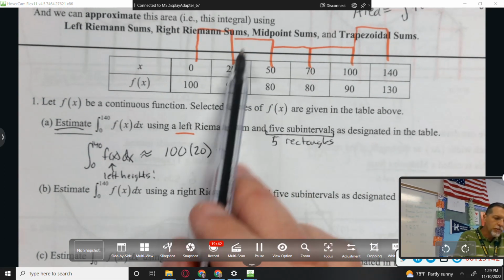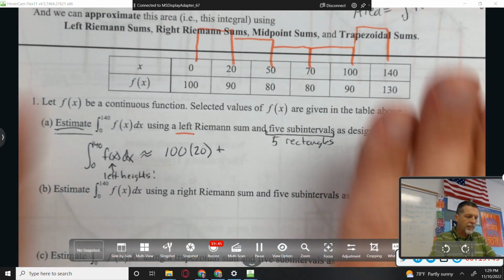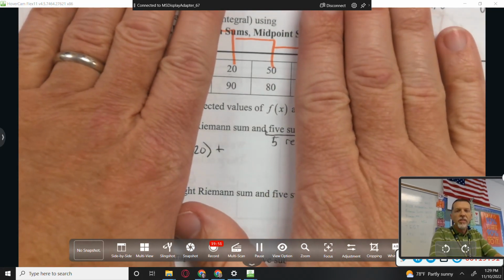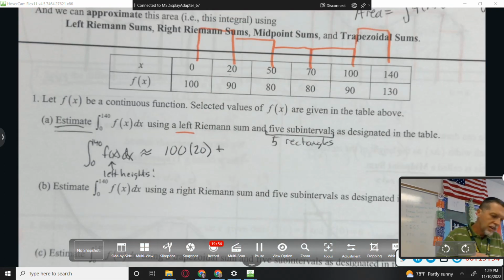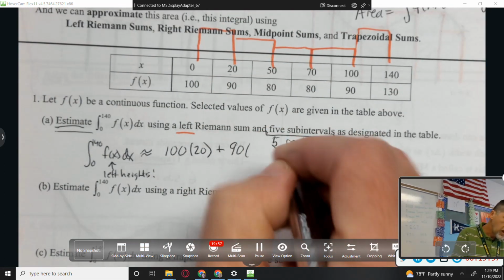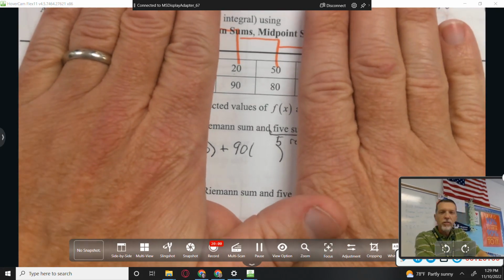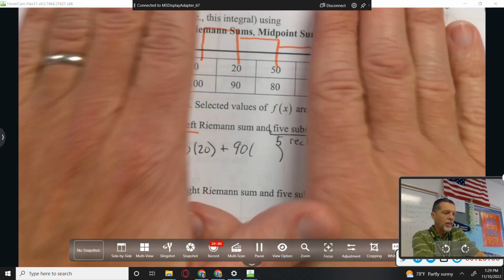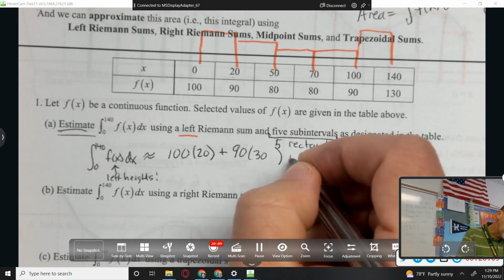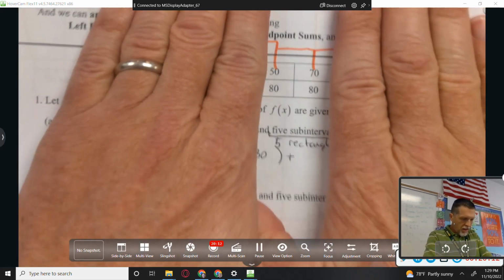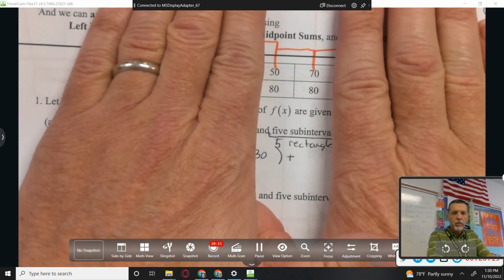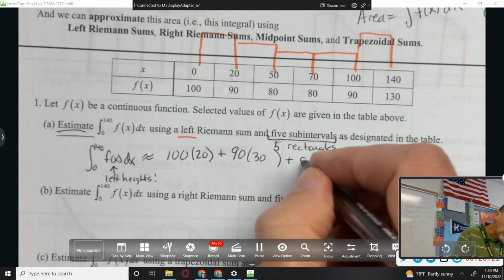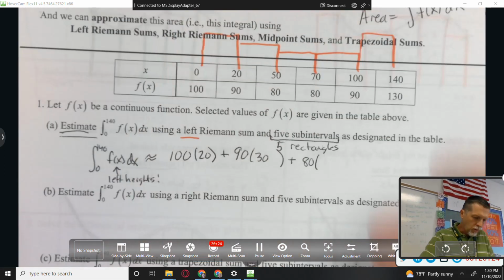My second rectangle goes from 20 to 50. If I want to use the left-hand height, it maybe helps to ignore all the other stuff. Which one of those numbers is the left-hand height? 90. And trick question. Which one of those numbers is the width of that rectangle? None. Right. What is the width of the rectangle? 30, because you're going from 20 to 50. Then we look at 50 to 70. Which one of those is the height of the rectangle? 80. And how wide is that rectangle? 20.